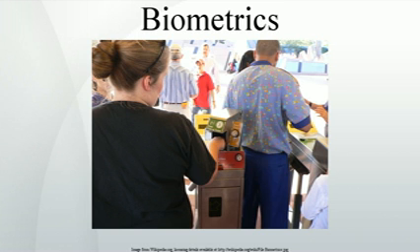Biometrics identification is used in computer science as a form of identification and access control. It is also used to identify individuals in groups that are under surveillance. Biometric identifiers are the distinctive, measurable characteristics used to label and describe individuals.